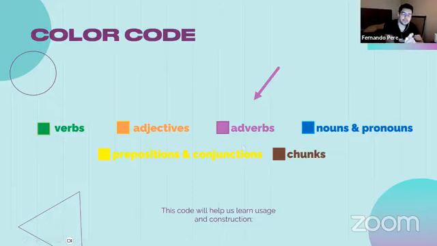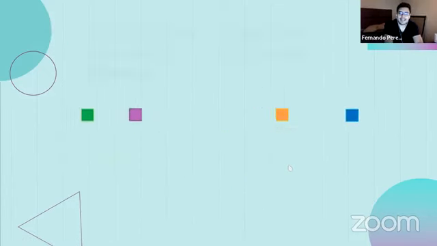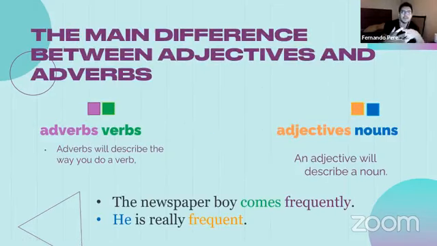This color code is going to help us distinguish some words when we are having confusion between them. And normally, the groups that you are going to see together is going to be like this. You're going to see adverbs together with verbs because they are going to describe the verb. And on the other side, adjectives will describe the blue words, which are nouns. An adjective will describe the noun.